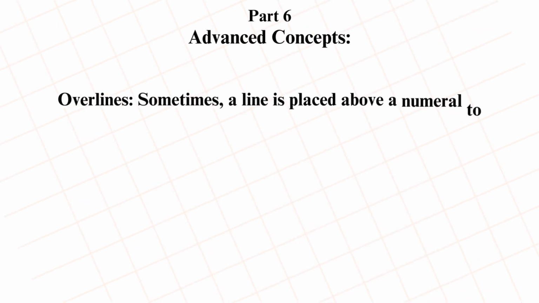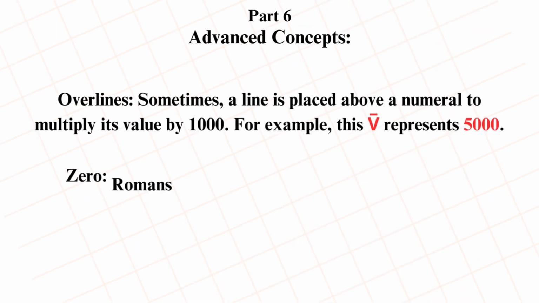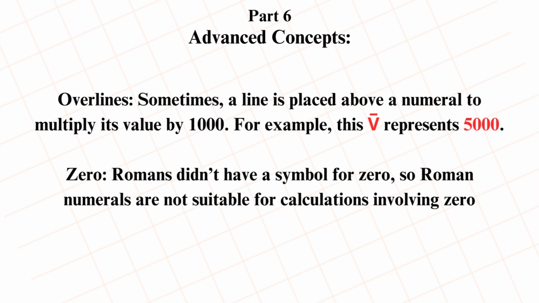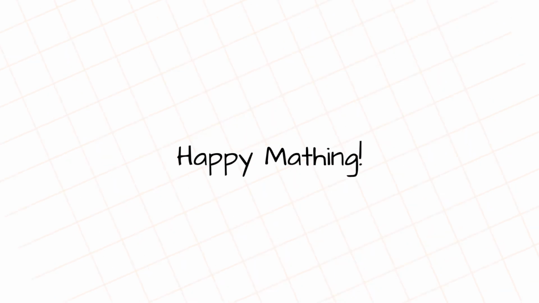6. Advanced concepts. Overlines. Sometimes, a line is placed above a numeral to multiply its value by 1000. For example, this V with an overline represents 5000. 0. Romans didn't have a symbol for 0, so Roman numerals are not suitable for calculations involving 0. Remember, practice is key. Soon, you'll find yourself reading and writing Roman numerals effortlessly.